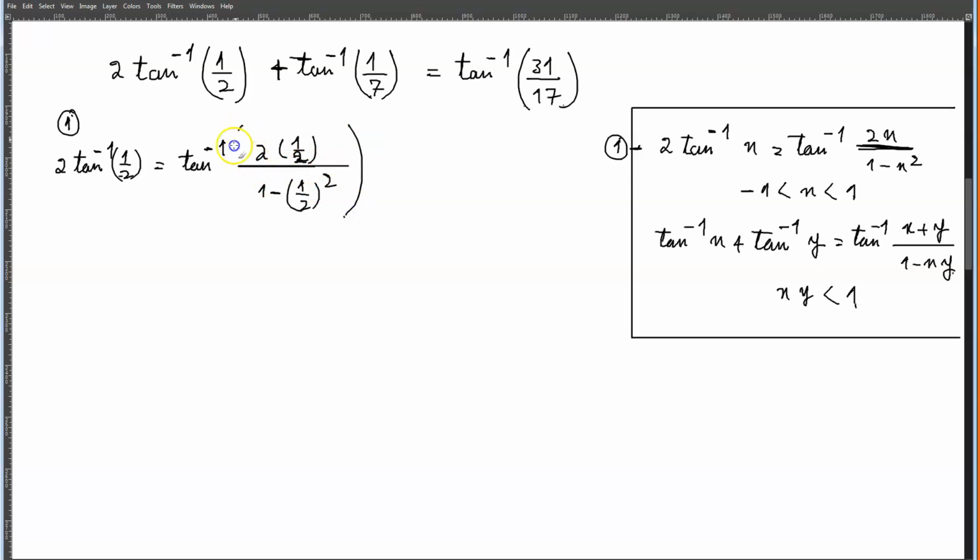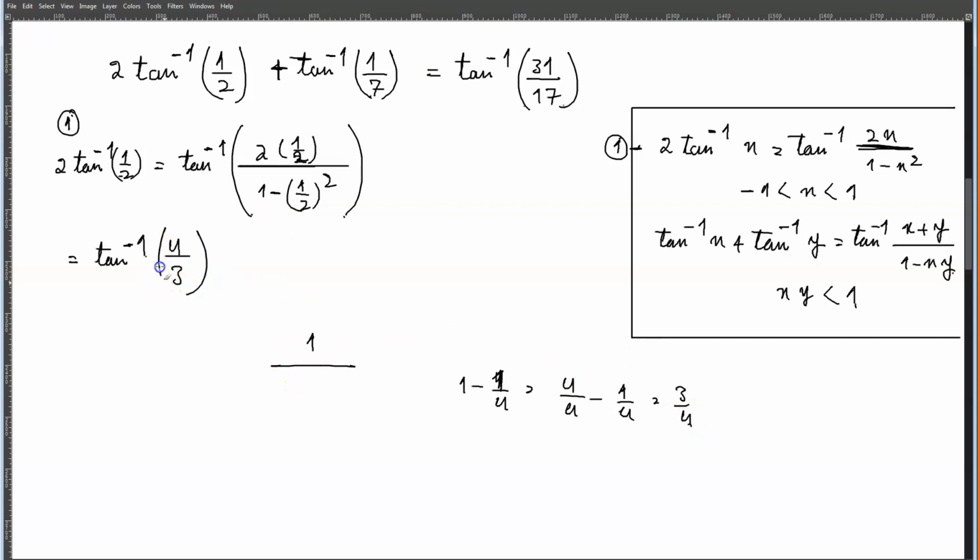That is equal to tan inverse of 2 times 1/2, which is equal to 1, and then 1/2 squared is equal to 1/4. 1 minus 1/4 is equal to 4/4 minus 1/4, which is equal to 3/4. Now 1 over 3/4 is equal to 4/3. So that is tan inverse of 4/3, right?